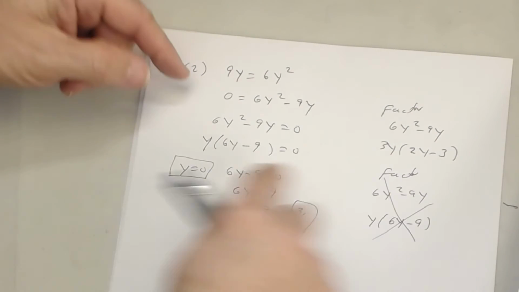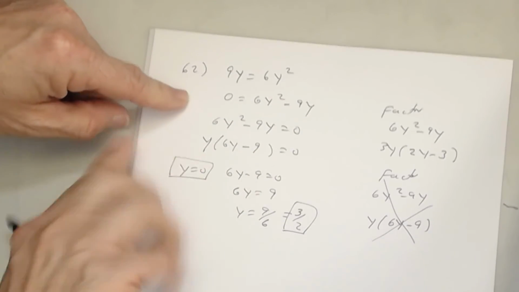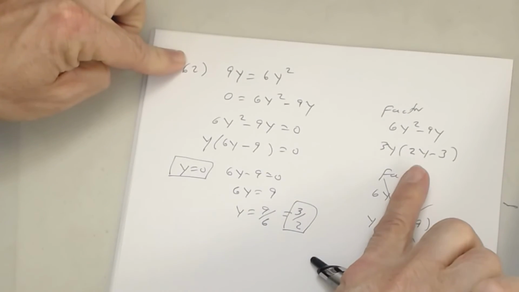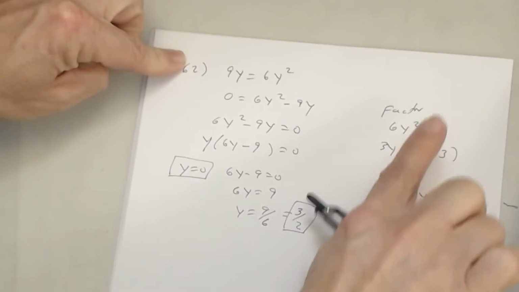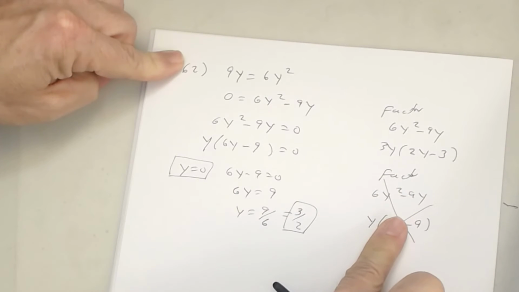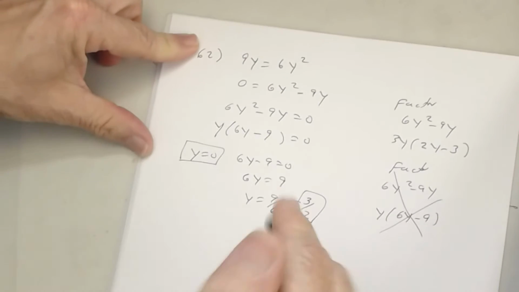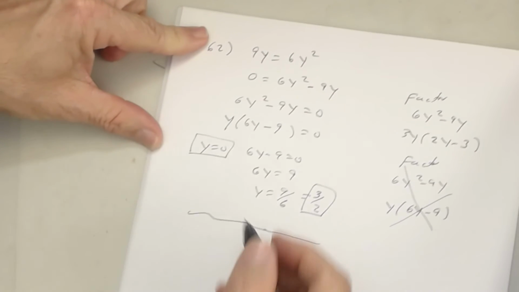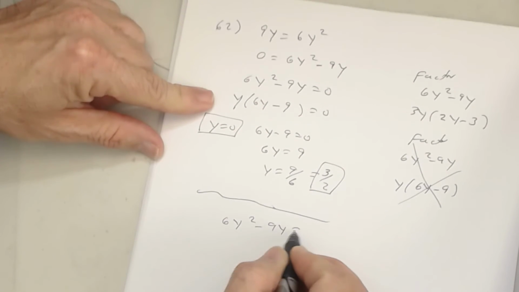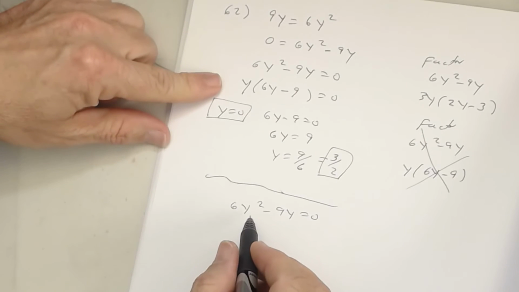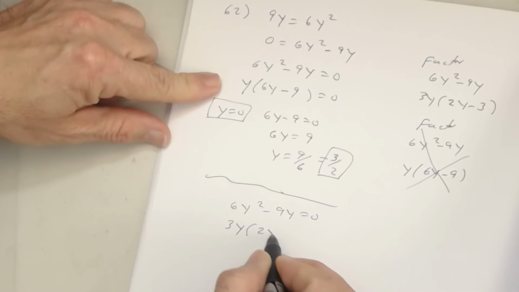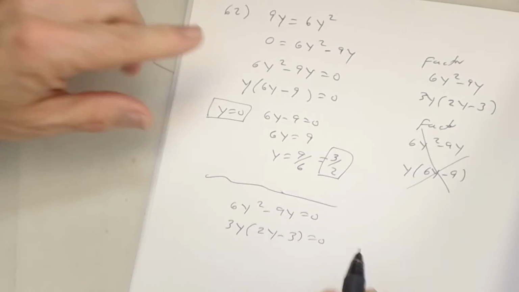You didn't factor completely, but it's still fine. You have to understand the difference between this and this. There's a difference between those two. You still follow the directions. This says solve. This says what? Factor. Now, if you had used a GCF, what's the GCF? 3y. 3y times 2y minus 3 equals 0.